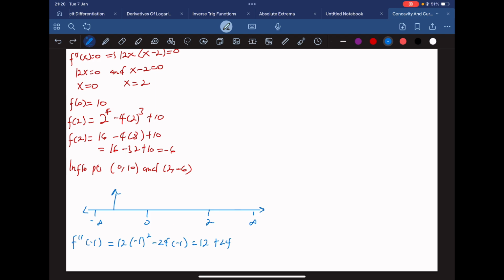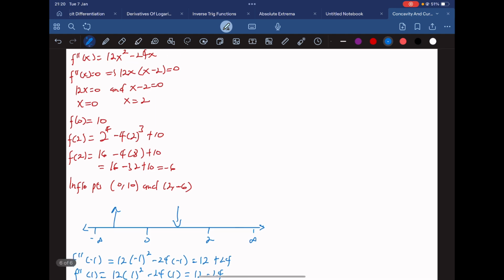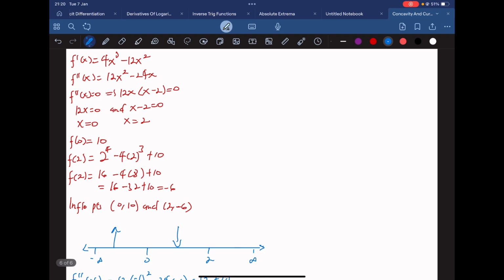And here we can select 1. So we have f double prime of 1. So 12 1 squared minus 24 1. That is 12 minus 24. So this is negative. Okay. Now let's check f double prime of 3. That is 12 3 squared minus 24 times 3. So that's just 12 by 9. 24 times 3 is 72. 12 by 9 is 108 minus 72, which is 84. So that is a positive number, so this goes up.